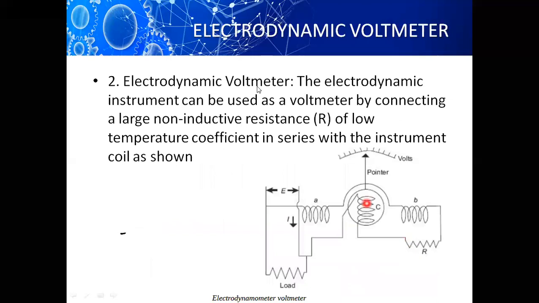Let us see the electrodynamometer type voltmeter. Electrodynamometer type instrument can be used as voltmeter by connecting a large non-inductive resistance of low temperature coefficient in series with the instrument coil as shown. So here we have our moving coil.